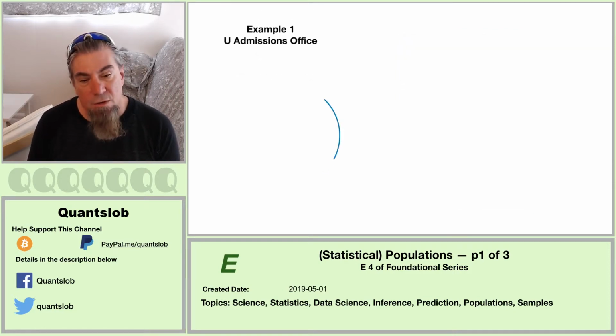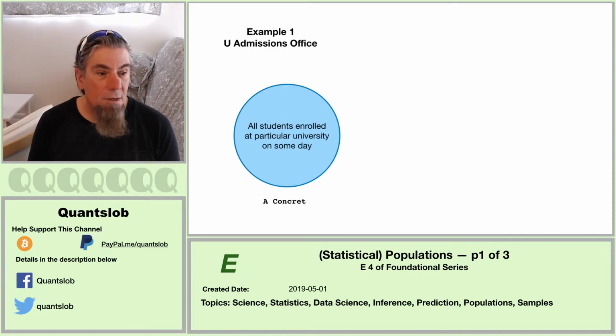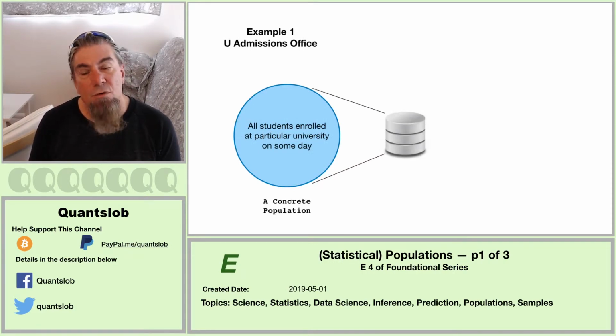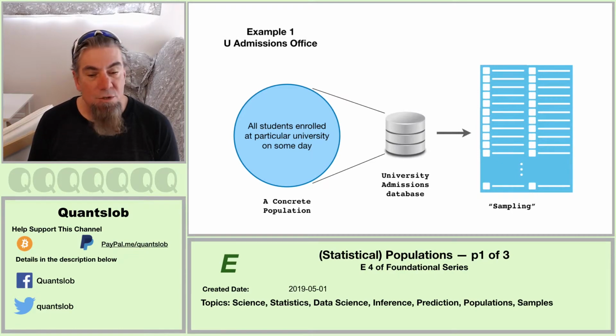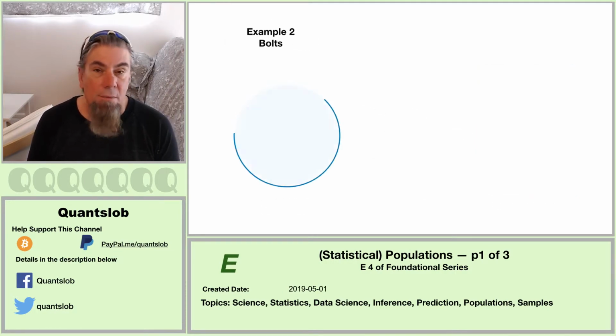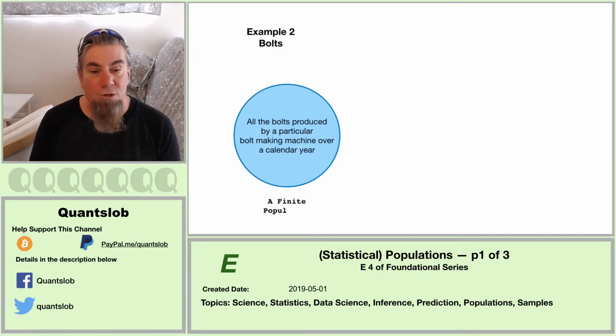So let's consider some examples here. Suppose our population is all the students enrolled at a particular university on some particular day. The admissions office at the university will have the student information likely somewhere in some database on all current students. An extract of student university IDs could serve as our sampling frame here. Let's try imagining a population comprised of all the bolts manufactured by a particular bolt making machine over the course of a past calendar year.